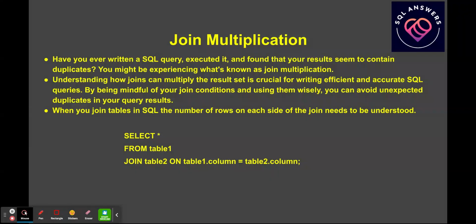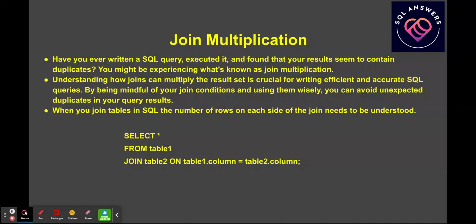So really the problem here is, if you have written a query, you execute it, and you find that your results seem to contain duplicates, what you're experiencing is known as join multiplication. You need to really understand how joins work and how they can multiply your results. It looks like you've got multiple results, and sometimes it's going to make your SQL run a lot less efficiently. And of course, it's throwing off accuracy. So those are the things you're trying to improve or avoid. You need to be mindful of your join conditions and use them wisely, and you need to avoid unexpected duplicates in the result set.